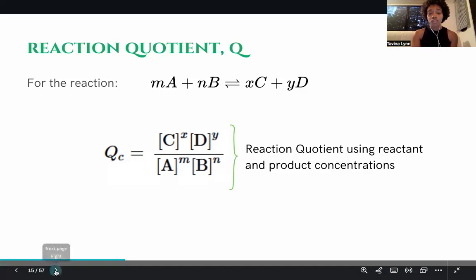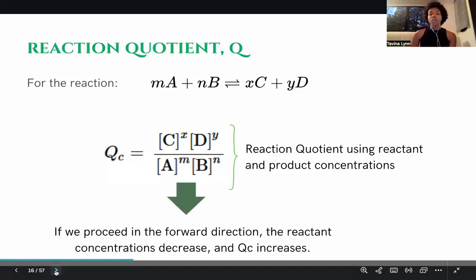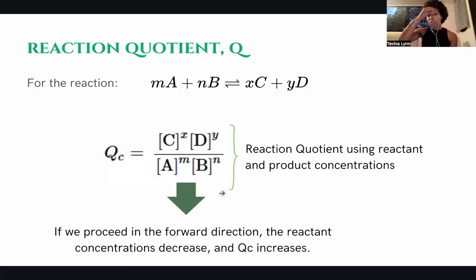So if we look at this expression, if we proceed in the forward direction, the reactant concentrations will decrease, right? Because reactants are being consumed. So our denominator will also decrease, to reflect the reactants being consumed. And as a result, our reaction quotient, Q sub C, will increase. So if we think about proceeding in the reverse direction, we'd expect the opposite.